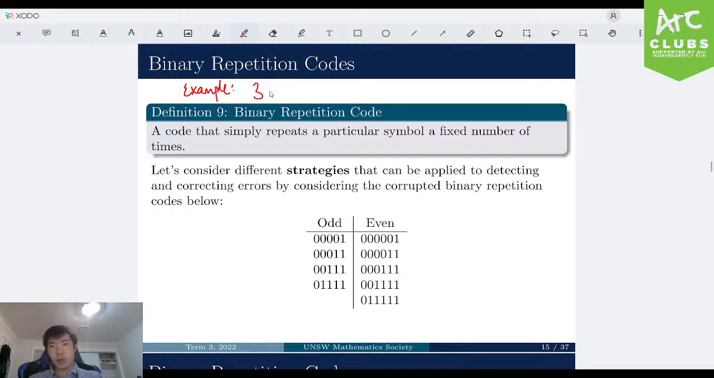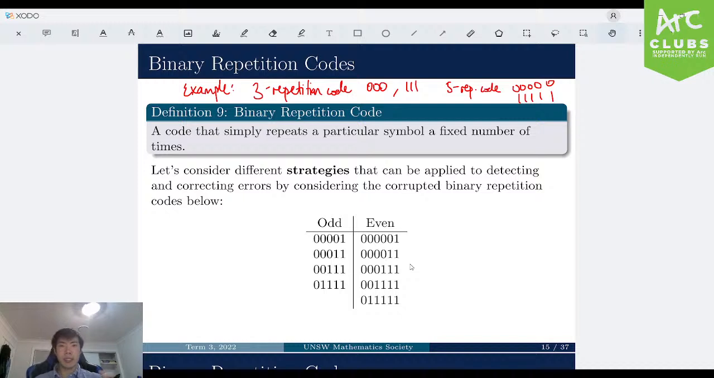I'll write an example up here. A 3 repetition code in a binary system would have either the code 000 or 111. For example, the 5 repetition code would be 00000 or 11111. That's all this means: you just repeat a particular symbol. In this case it's binary, so either 0 or 1, and you repeat that symbol that many times.